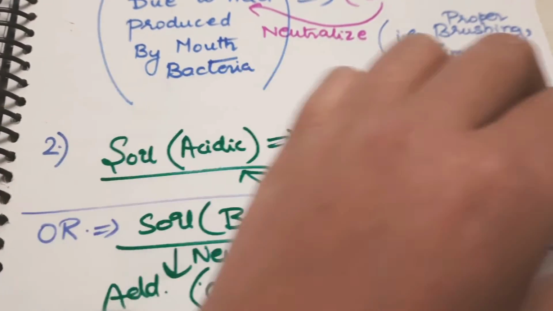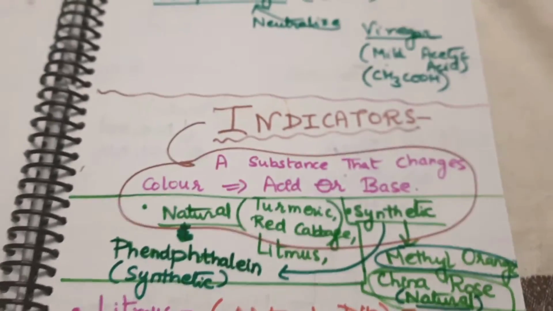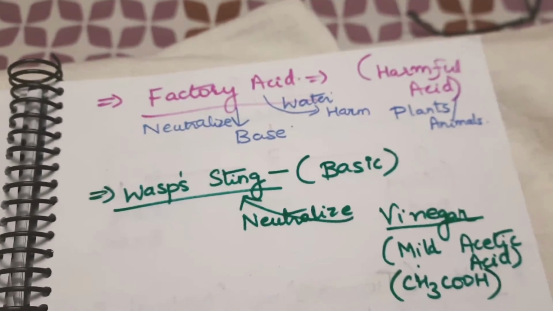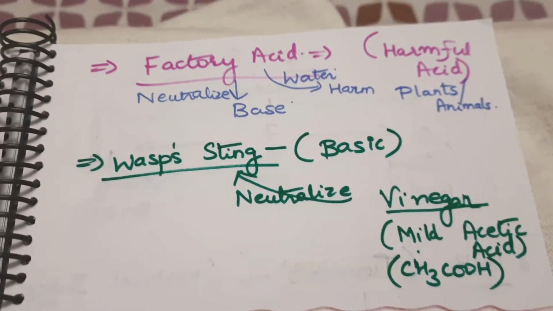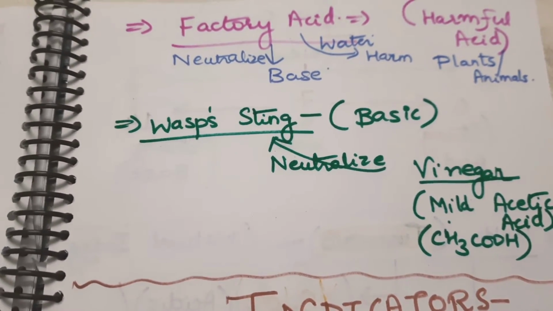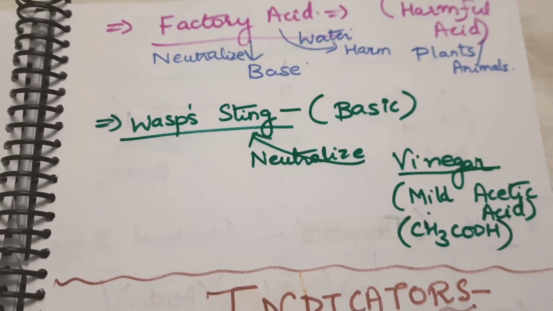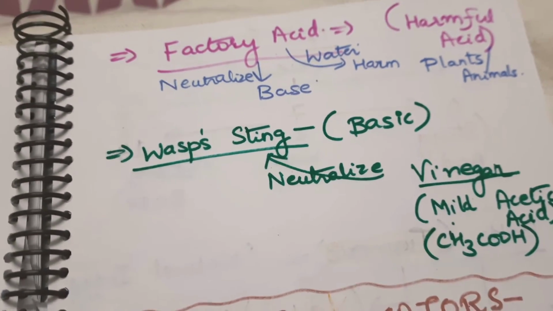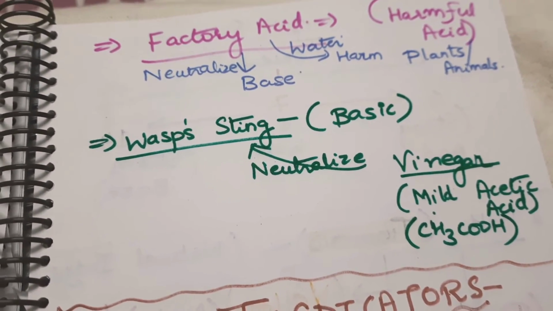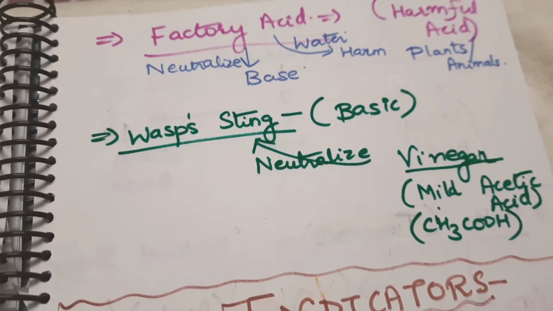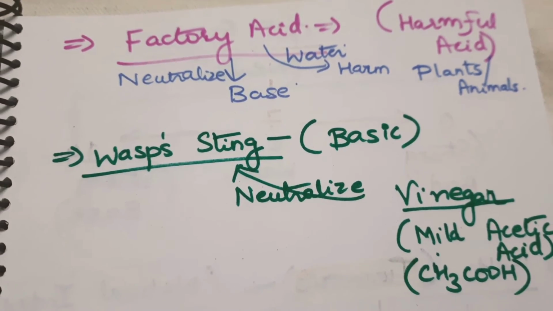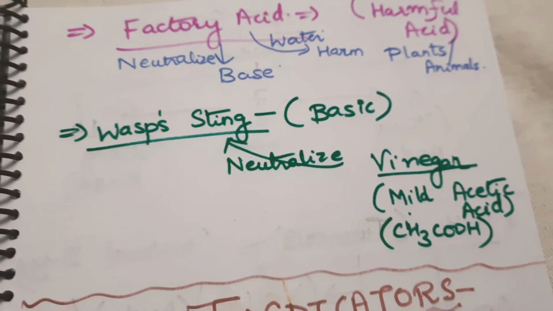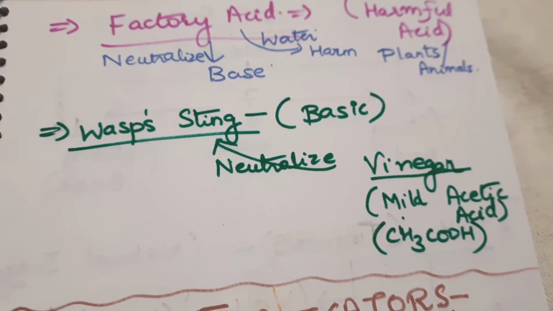Next is factory acids being dumped into water, which is very harmful. It is neutralized by a base. If the factory acid is in water, it will cause harm to aquatic plants and animals. So we should add a base to neutralize the factory acid.